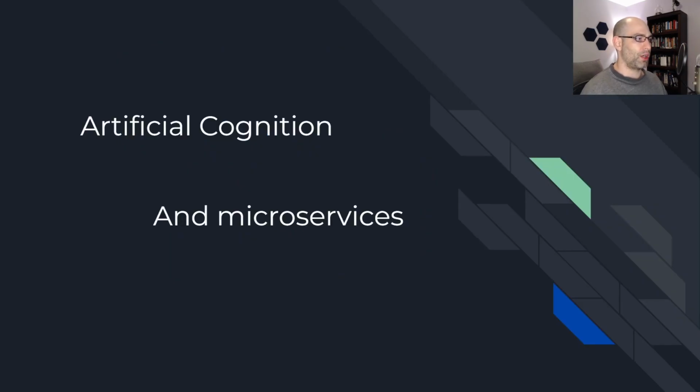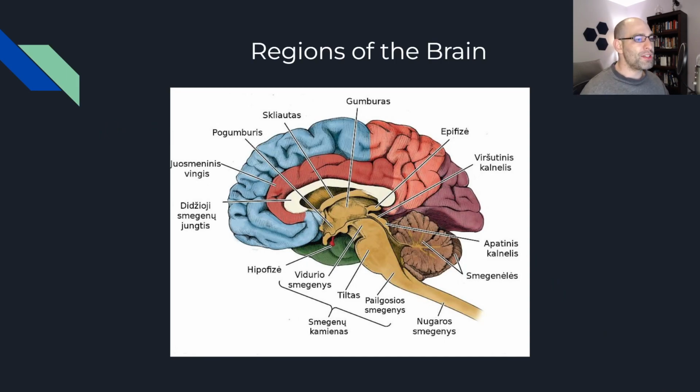So let's talk about artificial cognition and microservices. Here is a basic diagram of the brain. Sorry, it's not in English. I wanted to make sure that I stuck with Creative Commons licensed images, and this was the best one that I could find because it was simple and color coded.